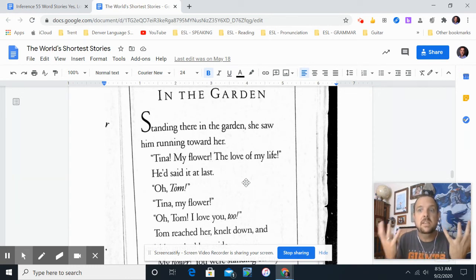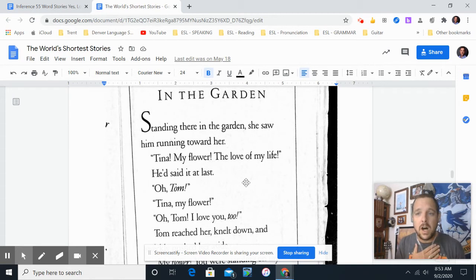And then she's like, he said it at last. So I'm inferring that she's loved this man, Tom, for a long time, but he hasn't really reciprocated or given that love back to her. And he says, Tina, my flower. Now, I'm also using my background understanding of the word flower, meaning like, you know, it's a pet name. It's like, oh, pookie butt, my sweetums and those sorts of things. It's a word that we use to express like a cute little name for the people we love.